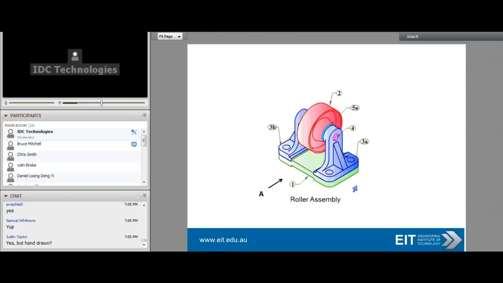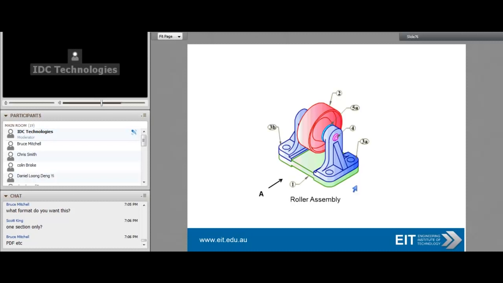Yeah, Justin, it doesn't have to be done on computer. A hand-drawn sketch is fine, as long as it's clear and it shows the components. You can draw it by CAD if you want. Bruce asks, what format do you want this in?